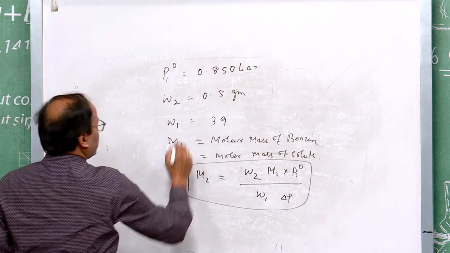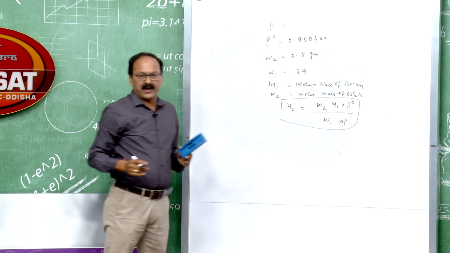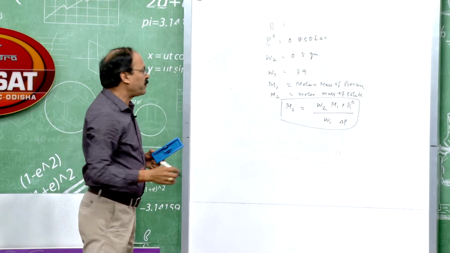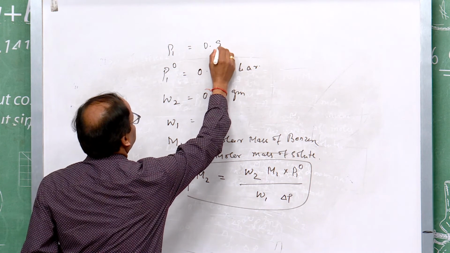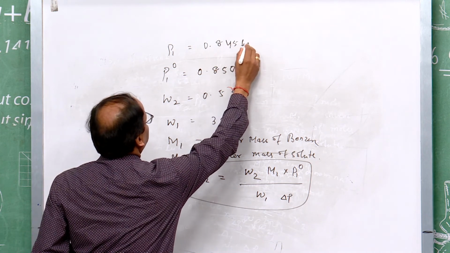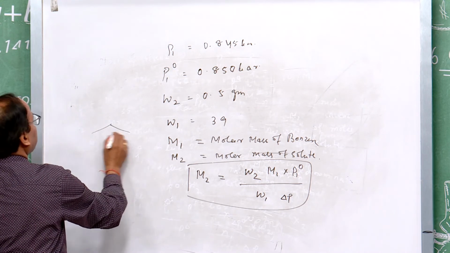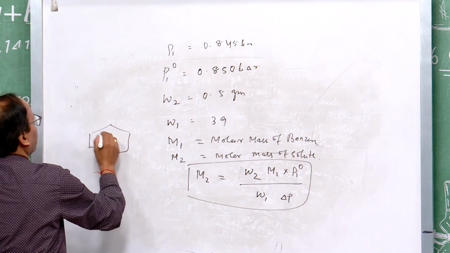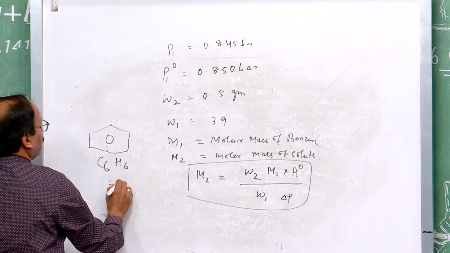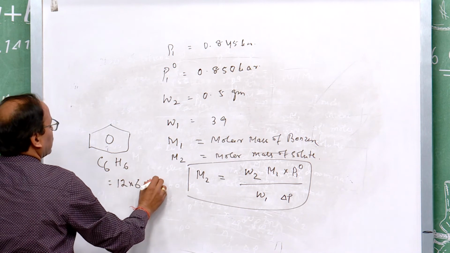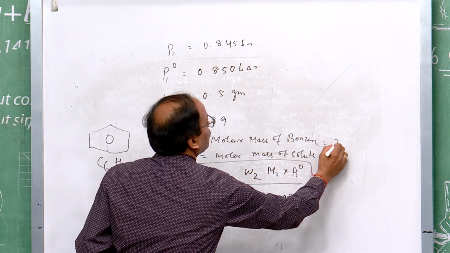The vapor pressure changes to P1, P1 is equal to 0.845, these are the data given. What is the molar mass of benzene? Benzene has the formula C6H6, so its mass will be equal to 12 into 6 plus 6, that is equal to 78. The molar mass of benzene is equal to 78.